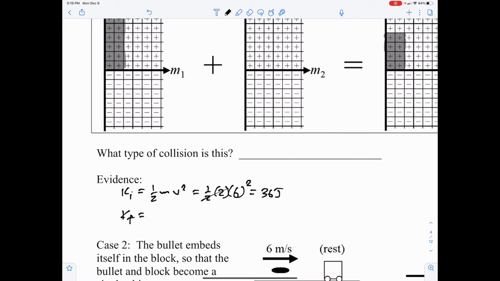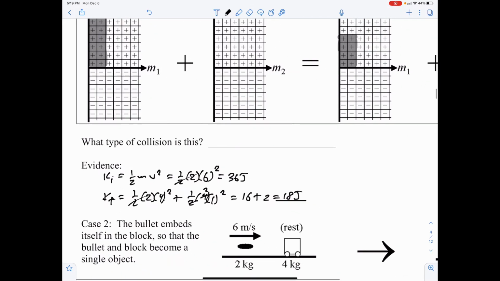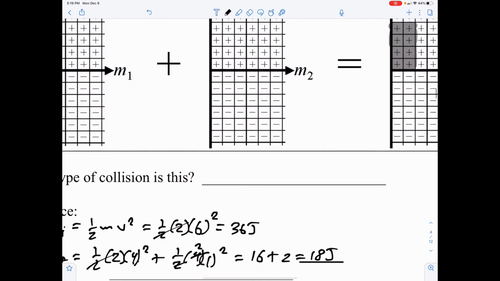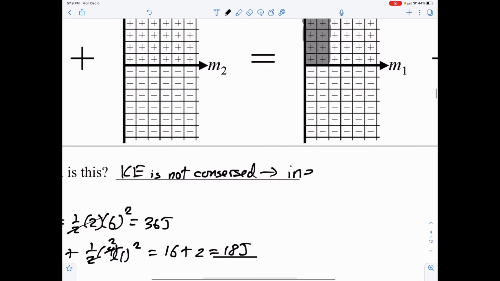The final kinetic energy has to be the sum of the bullet and block, because afterwards they're both moving. So it's 1/2 times the bullet's mass times 4 meters per second squared, plus 1/2 times the block's mass times 1 meter per second squared. So that was going to be 16 plus 2, or 18 joules. Okay, basically, we lost half of the kinetic energy. So since kinetic energy is not conserved, this is what is called an inelastic collision.